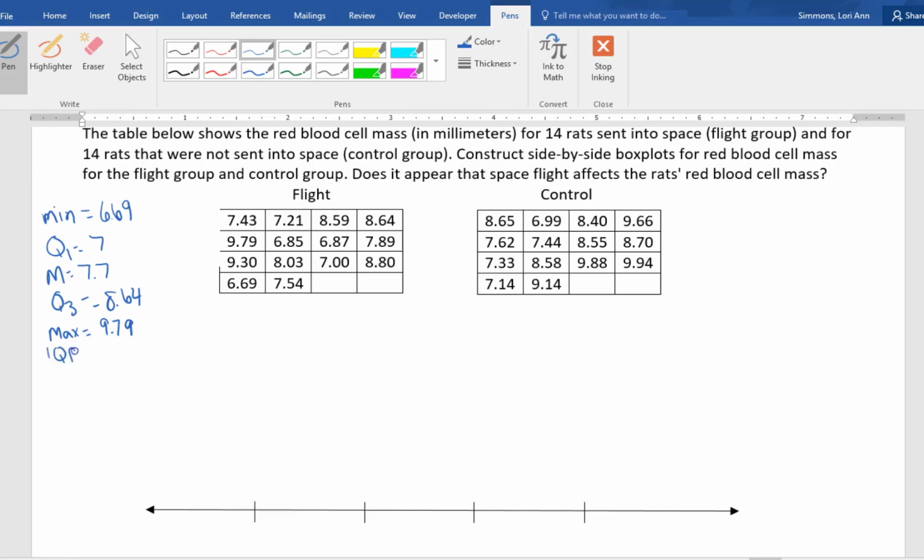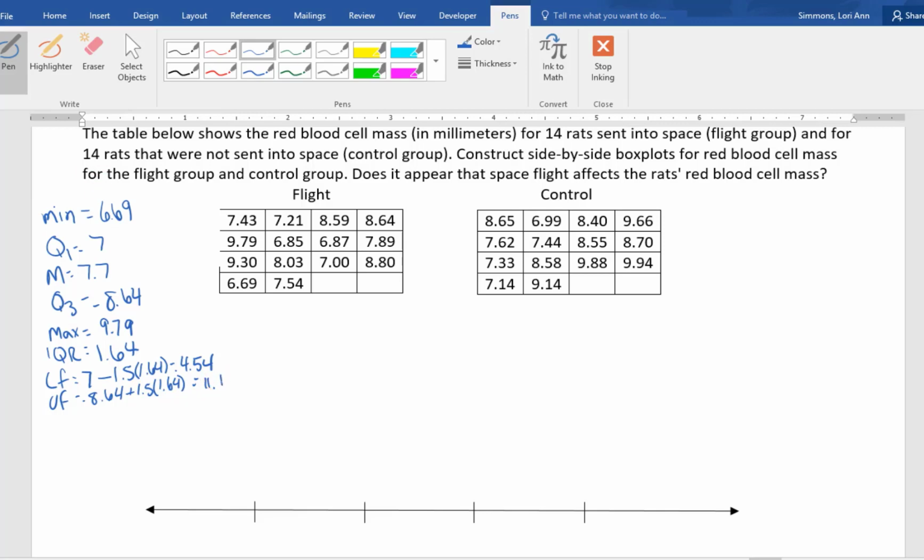Let's figure out our IQR, our lower fence, and our upper fence. IQR is Q3 minus Q1, so 8.64 minus 7 is 1.64. Lower fence, so 7 minus 1.5 times 1.64 is 4.54. Our upper fence is 8.64 plus 1.5 times 1.64, which is 11.1.